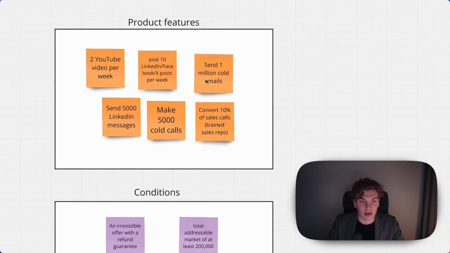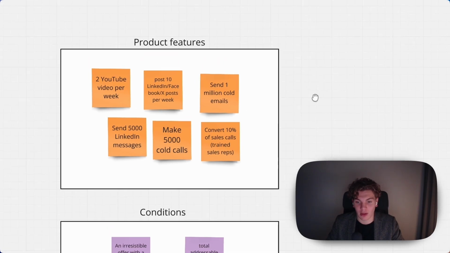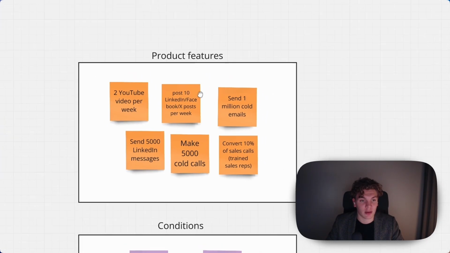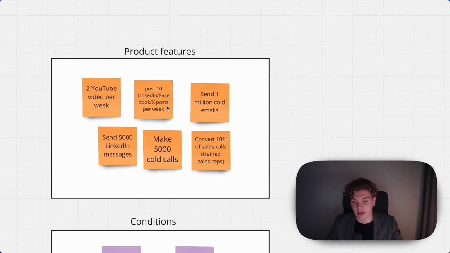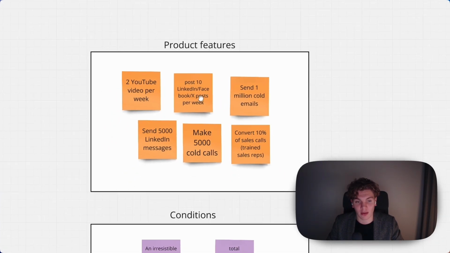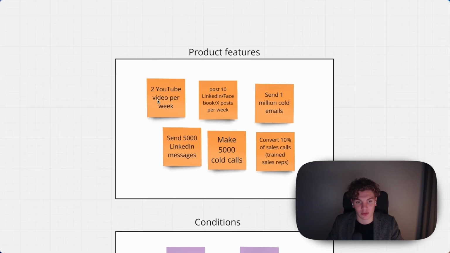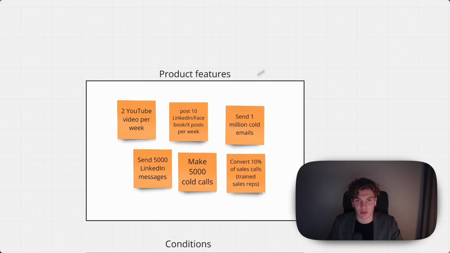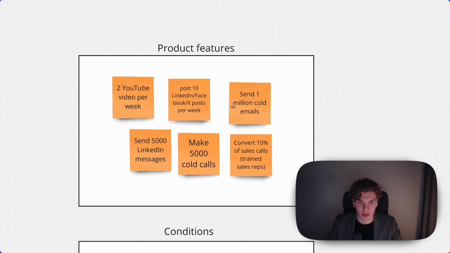Posting 10 LinkedIn and Facebook and X posts per week. Well, it's not that difficult nowadays with AI, right? So what you can do is simply download the video transcript of these 2 videos and ask ChatGPT to create 10 unique posts based on the transcript. And then to create visuals for the LinkedIn posts, you simply use a tool like Napkin.AI as well, which generates visuals.